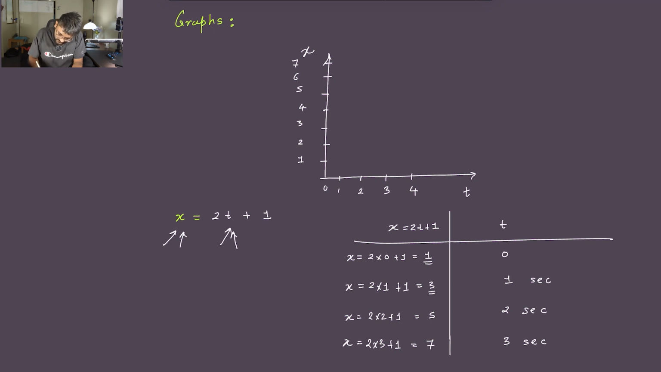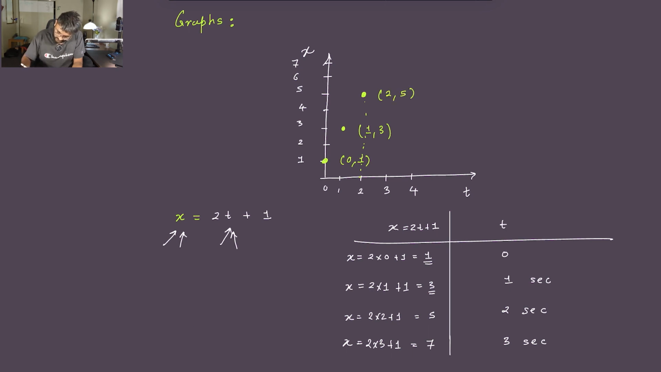So that point is this one, 0, comma 1. At t equals 1, x equals 3, so it's this point, 1, comma 3. At t equals 2, x equals 5, so it's this point, 2, comma 5.